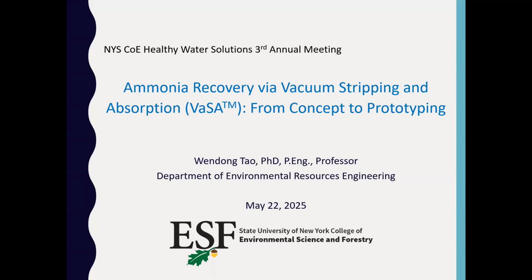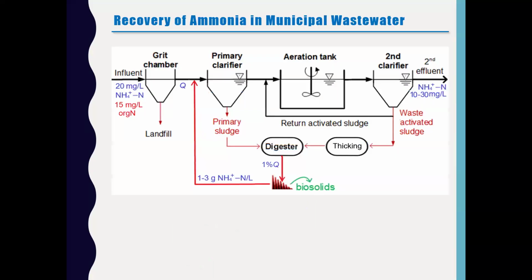So I want to share my experience with technology development from proof of concept to prototyping. It can be applied to high-ammonia wastewater such as anaerobic digestate sludge and animal manure. I use municipal wastewater treatment as an example to justify the market fit. Municipal wastewater has both ammonia, that's inorganic, and organic nitrogen.